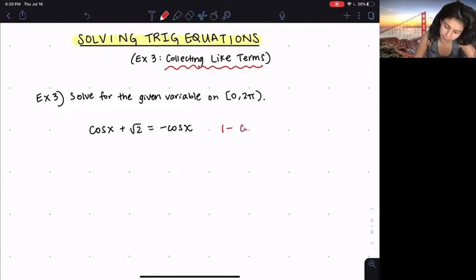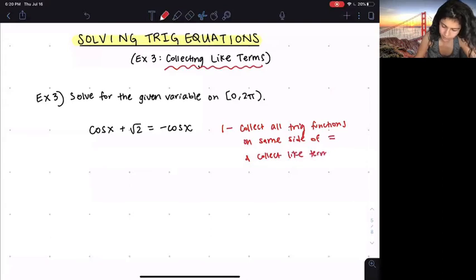Our first step is to collect all our trig functions on the same side of the equal sign, and then collect our like terms. So in the same way that x and x are like terms, cosine x and cosine x are like terms. So I want to move all of my cosine x's to the same side. The way I'll do that is by adding this cosine x. So it says negative, so I'm going to add it. I'm going to line it up here with the other cosine x.